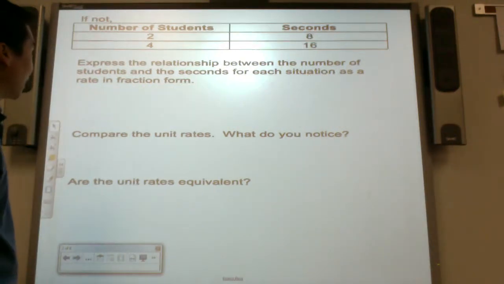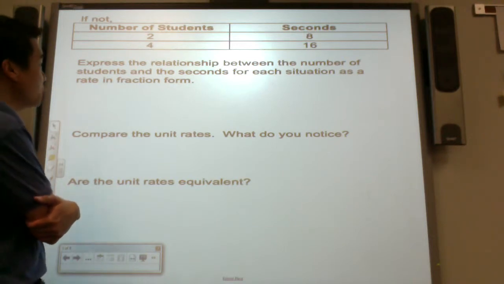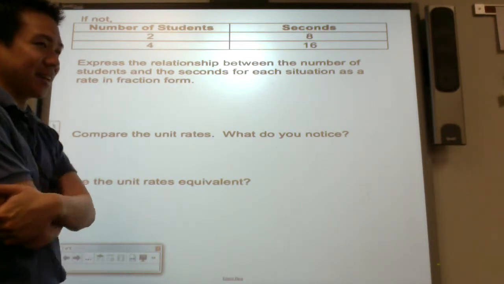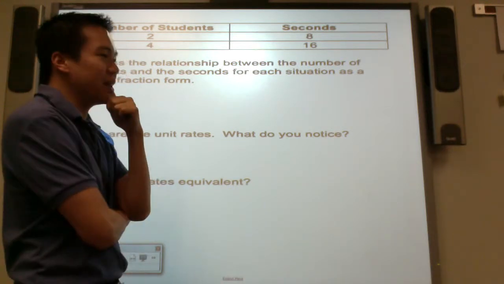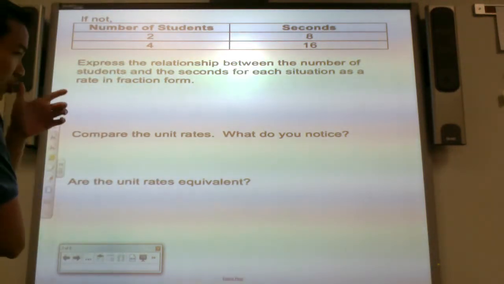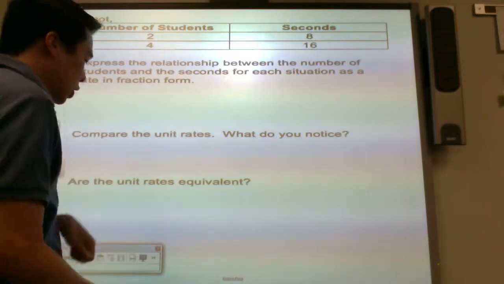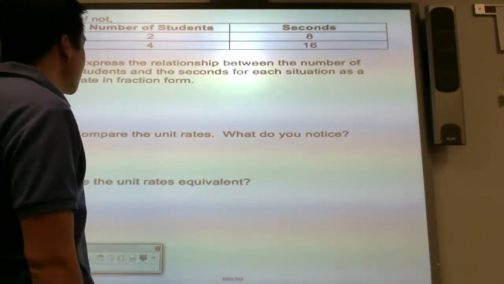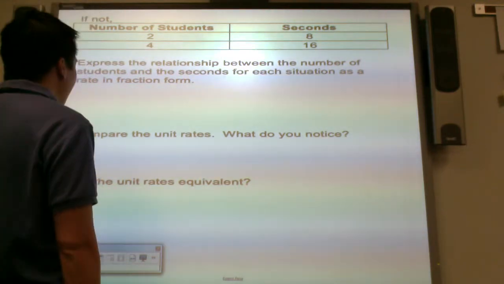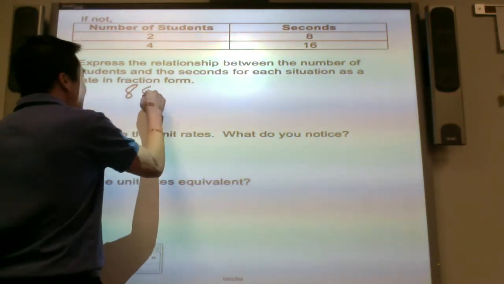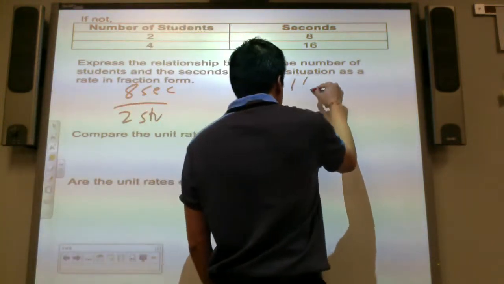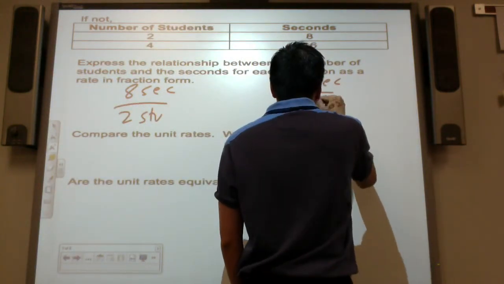However, what if we had another contest where 2 students took 8 seconds and 4 students took 16 seconds? Let's do a prediction. Will they be equivalent per student? Would the unit rates be equivalent? Let's see. Express the relationship between the number of students and the seconds for each situation as a rate in fraction form. So we have 8 seconds for 2 students. In this one, we had 16 seconds for 4 students.